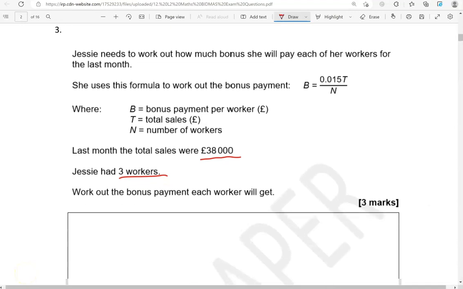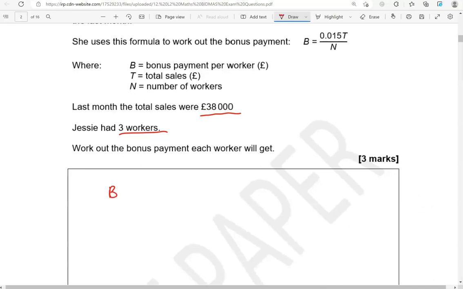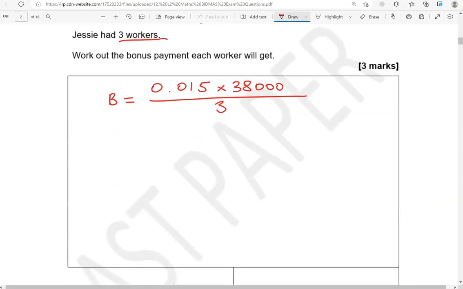So we've got to replace T and N with the numbers that have been given to us. So B is equal to 0.015 times T, which is 38,000, divided by N, which is the number of workers, and that is 3. So first I need to do the multiplication, 0.015 times 38,000, and I can't use a calculator. Now I could use any method, like a column method, to work it out, which would be quite long given the number of digits. What I'm going to do instead is this.